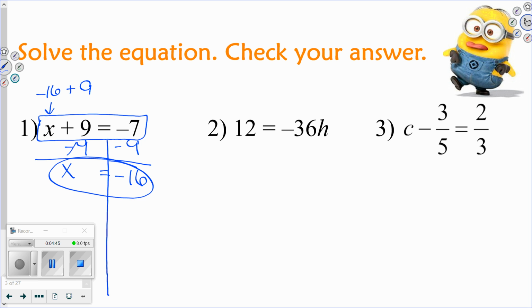-16 plus 9, that should equal -7. Does it? -16 plus 9 is -7. It does work.